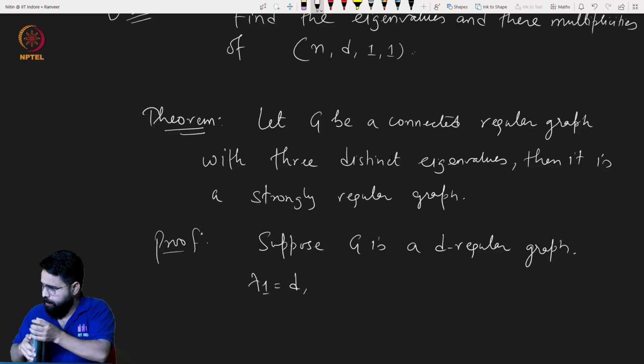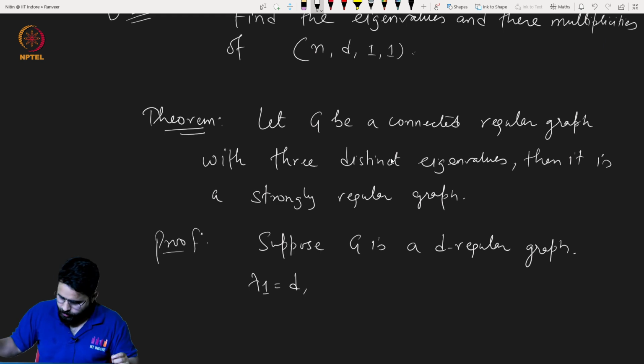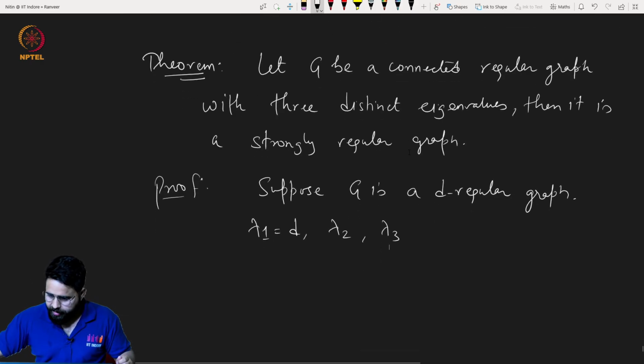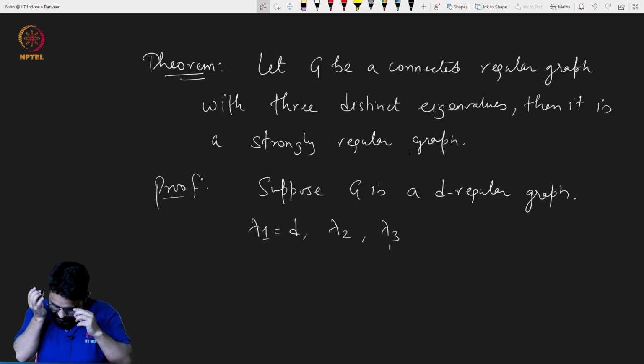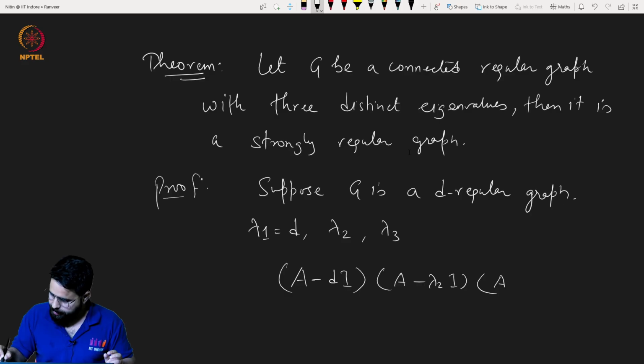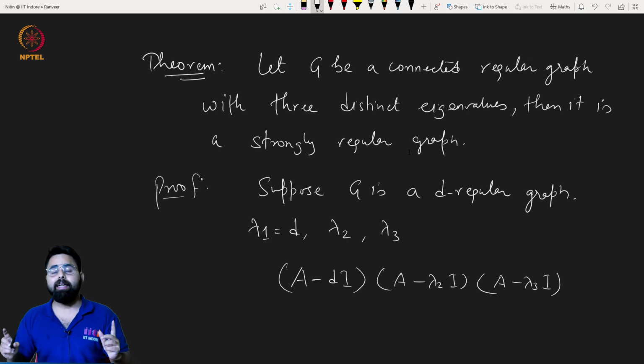So they are distinct. Okay, so now the other eigenvalues are lambda 2 and lambda 3. Now remember, let me write one polynomial and you will recognize what I am going to do next. So A minus dI, this matrix, then A minus lambda 2 I and A minus lambda 3 I. Okay, this matrix will be 0.